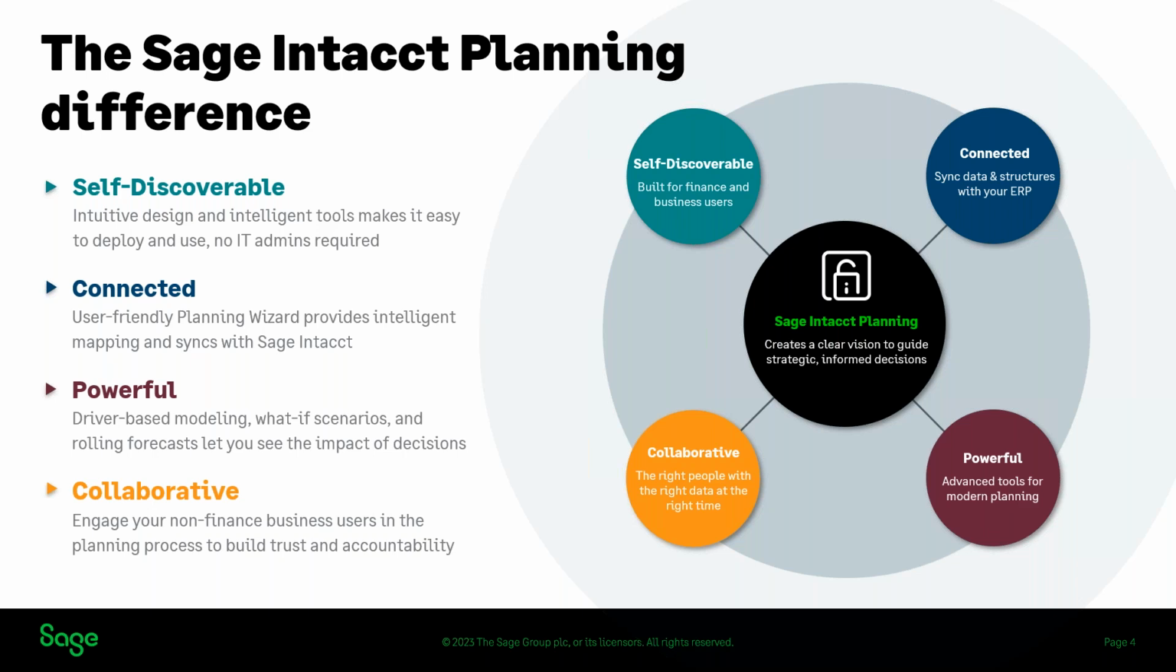The bidirectional integration between Sage Intacct Planning and Sage Intacct core financials means that you can make a change to a scenario in planning and quickly and easily merge that scenario back into Sage Intacct core. The powerful driver-based modeling, what-if scenarios, and rolling forecasts let you see the impact of your decisions immediately. Imagine being in a budget meeting and being able to update and create what-if scenarios on the fly. Think about how quickly any decision can be made if the data that supports your assumptions is updated in real time, where everyone can see the results immediately.